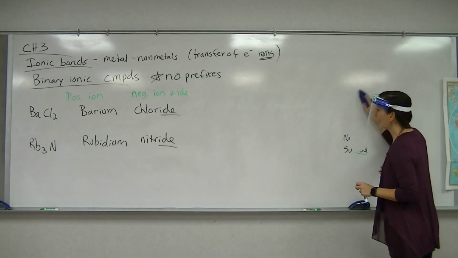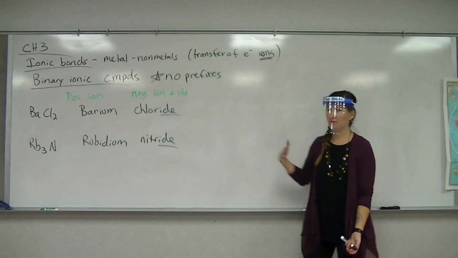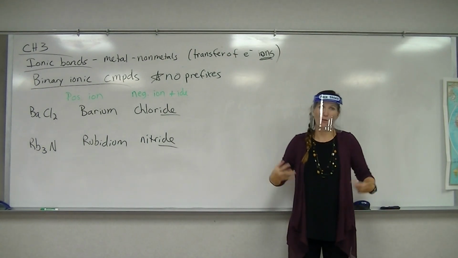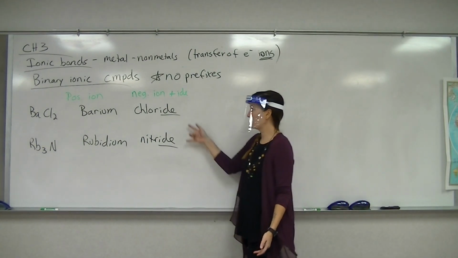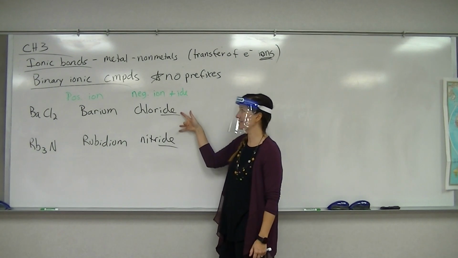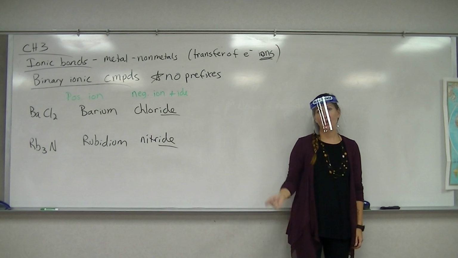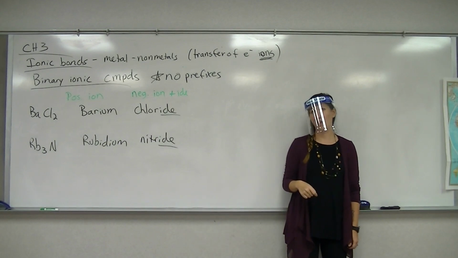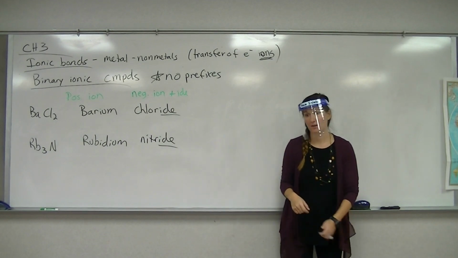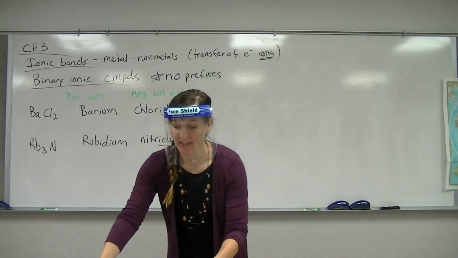Right. So we're not going to name a lot of these because, as you can see, there's not much to it. We're not worrying about prefixes. The only thing you need to make sure to do is add an -ide ending to the second element. What I'm going to focus on is taking the names and coming up with chemical formulas, because it's a lot harder for ionic compounds to do that. So I'm going to do more examples of that instead.